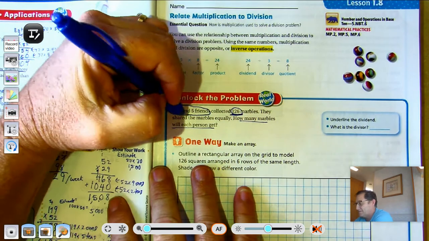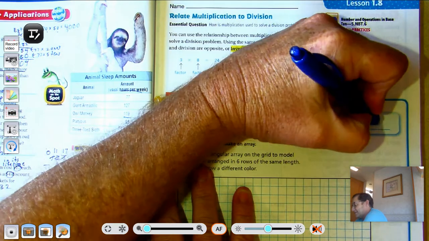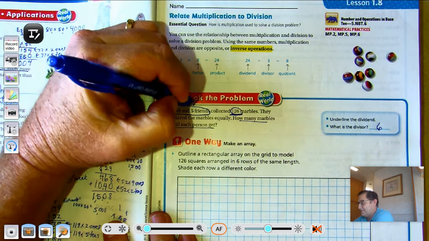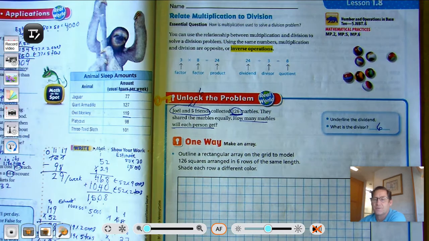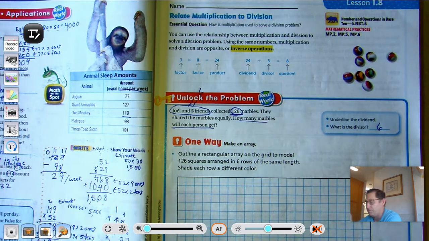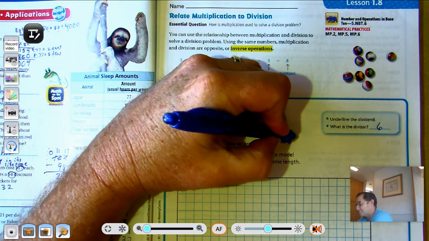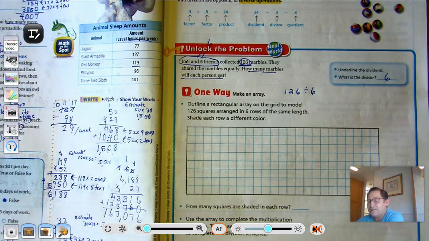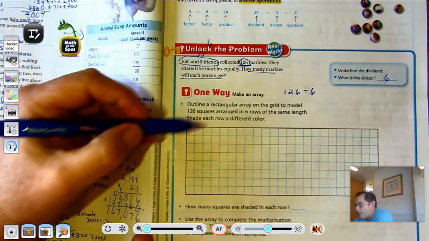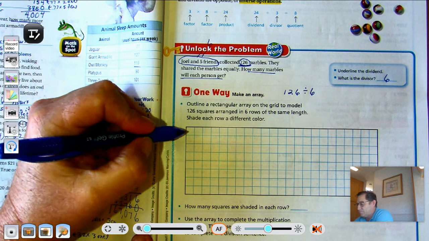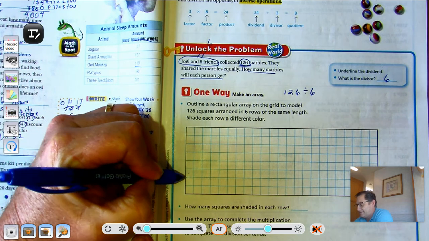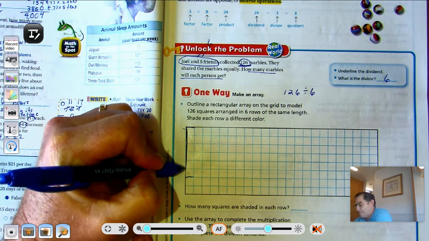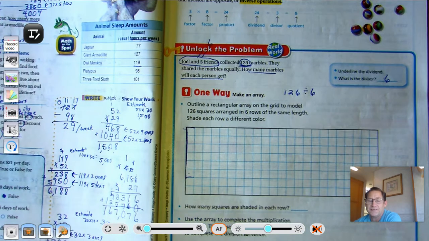What's the divisor? 6. Because Joel and 5 friends equals 6. All right, so our division problem is 126 divided by 6. And so one way we can do that is to make an array. I can make rows of 6. 1, 2, 3, 4, 5, 6. Until I get to 126.